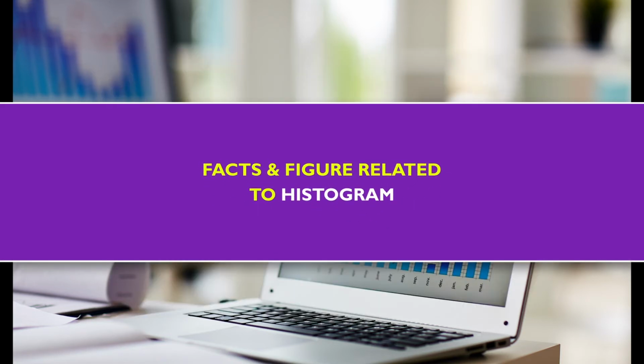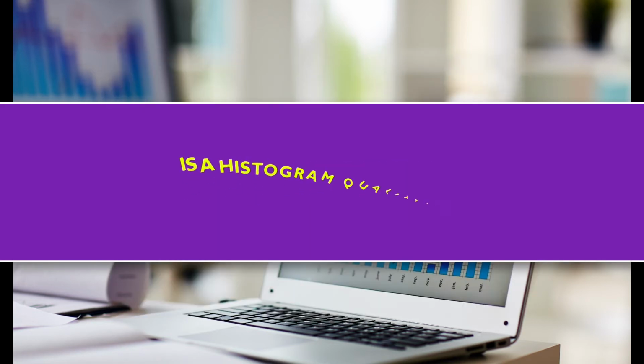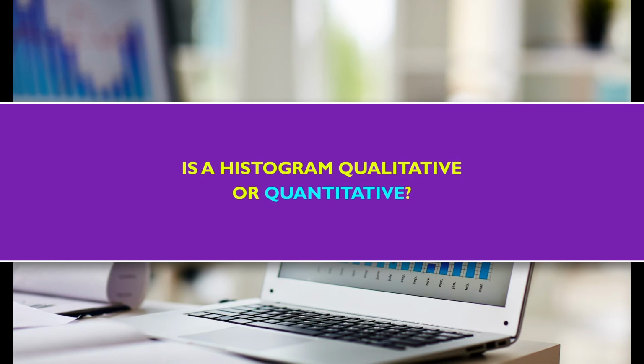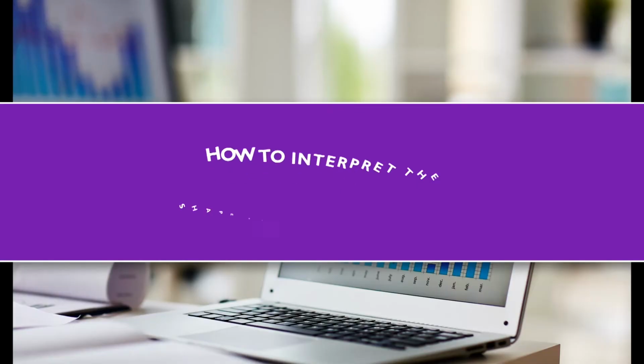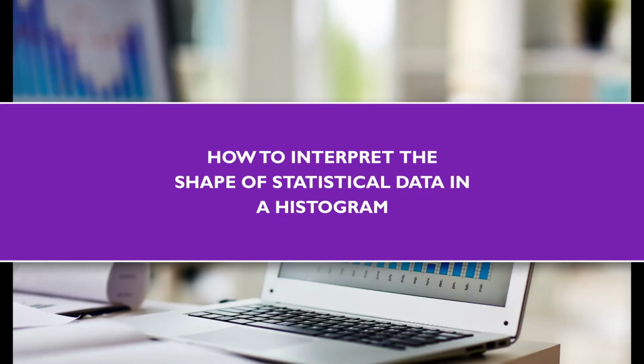There are certain facts and figures related to the histogram. Now the question is whether a histogram is qualitative or quantitative. Pie charts and bar diagrams are used for qualitative data. That is very true; we have already seen that. Histograms, unlike bar graphs, are used for quantitative data. Line graphs are used for quantitative data. Scatter graphs are used for quantitative data. So the bar chart and pie chart are more qualitative in nature, whereas the histogram is more quantitative in nature.